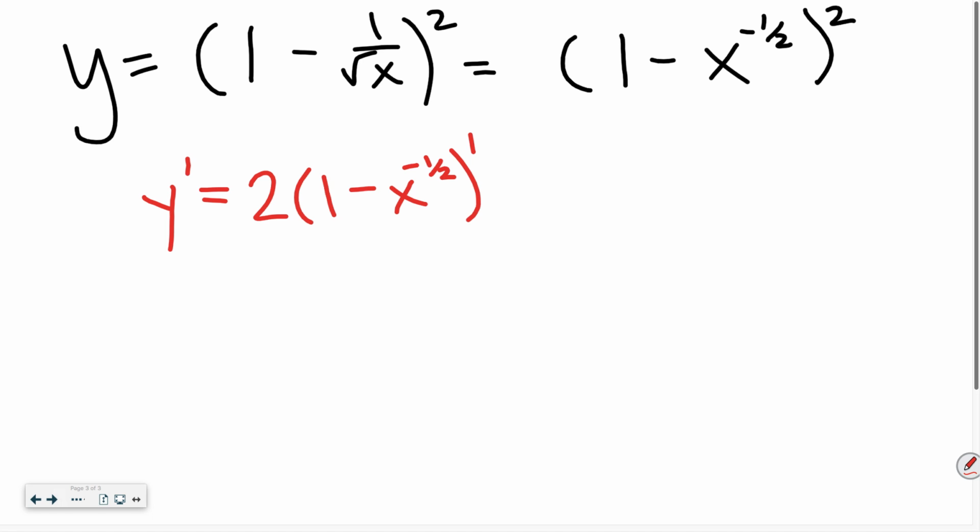When we take that derivative, well, the derivative of 1 is 0. We would drop the power and decrease the power by 1. Why did that turn to positive? Because we had a negative in front of it to begin with. So that negative times the negative 1/2 power, we multiplied to be positive x to the negative 3/2. Okay. All right.